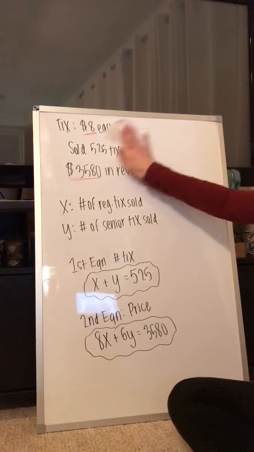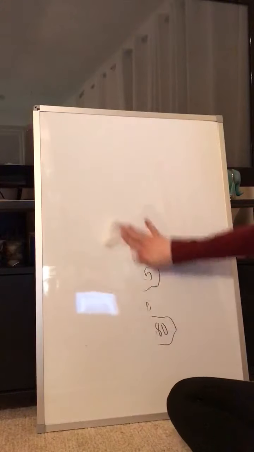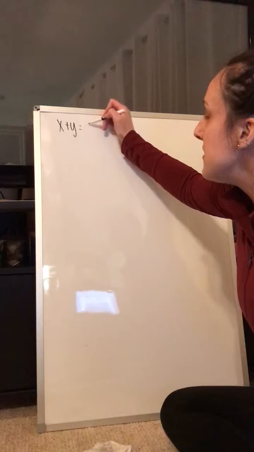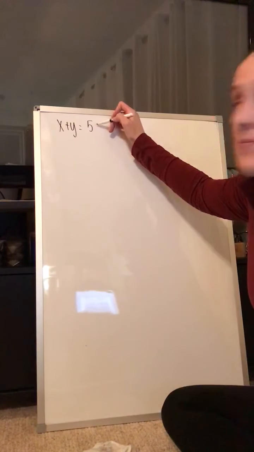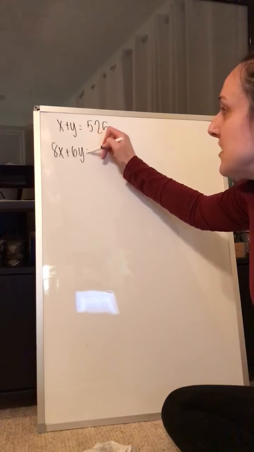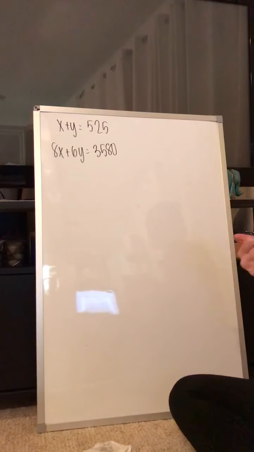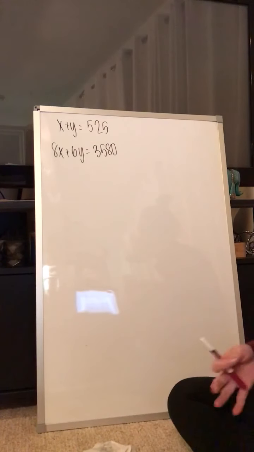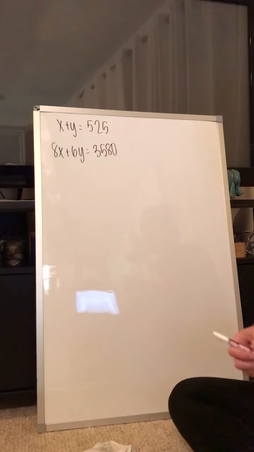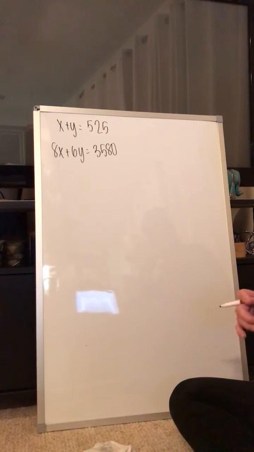All right, so I'm going to erase this so I have some room to do some work, and we will figure out how many regular tickets were sold and how many senior tickets were sold. So my system: X plus Y is equal to 525, and 8X plus 6Y is equal to 3580. You can do either substitution or elimination on this one. Either one would be just as easy, because you could solve for X or Y and substitute that into the second equation. I'm going to choose to use elimination just because I tend to like that a little bit better. I think it's a little bit quicker for me.